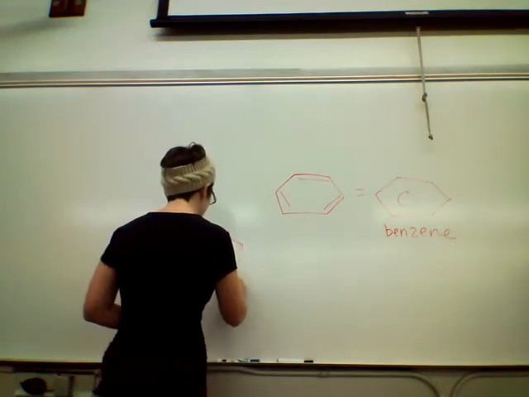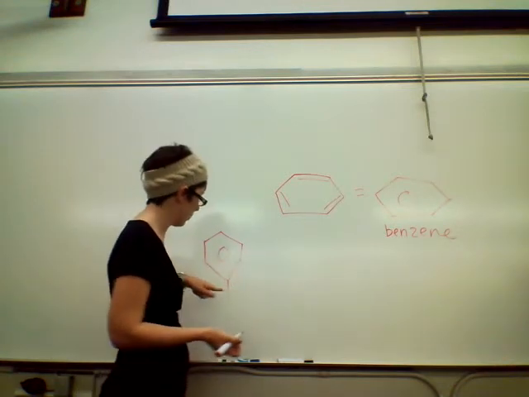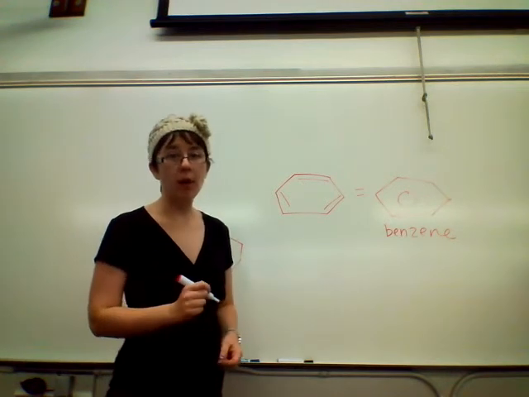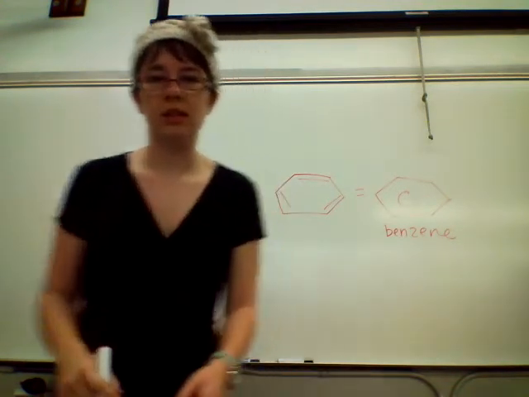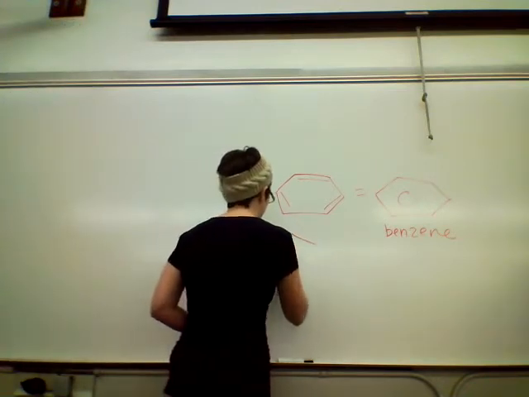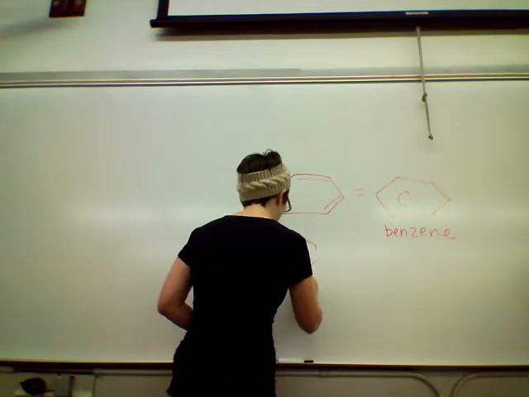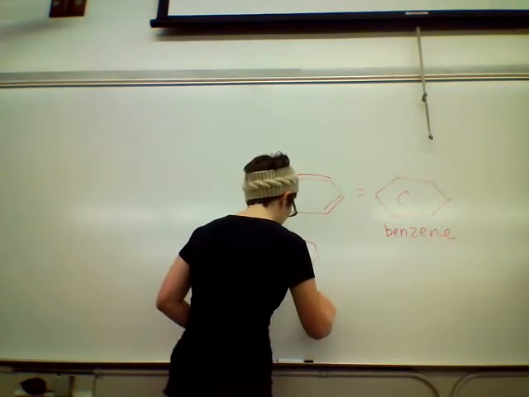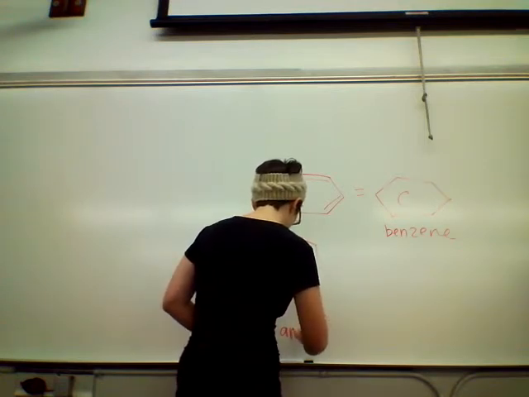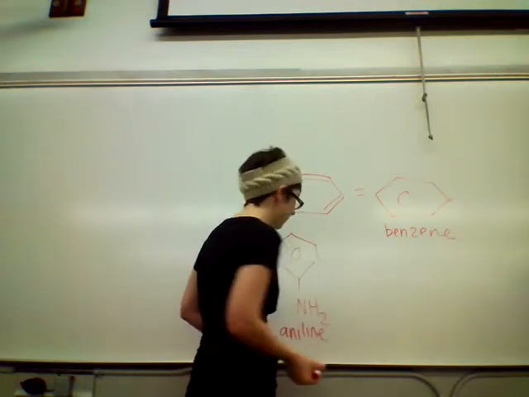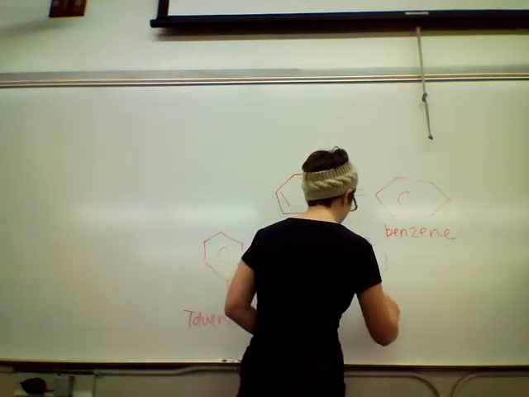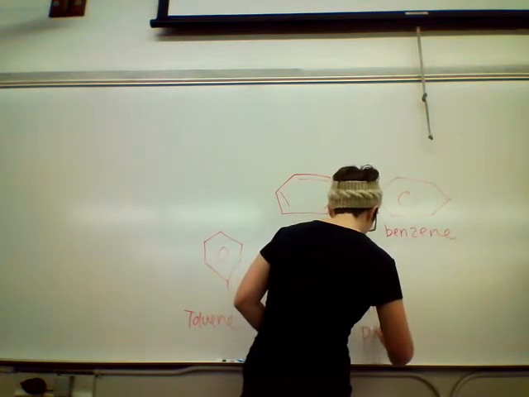The first one is toluene, which is a benzene ring with a methyl group. This is toluene, and this is only a common name. The next one that we have is aniline, which is this NH2. Of course, there's a lone pair on the nitrogen. This is called aniline. And the third one you're required to know is phenol.